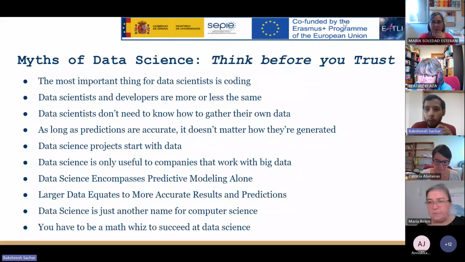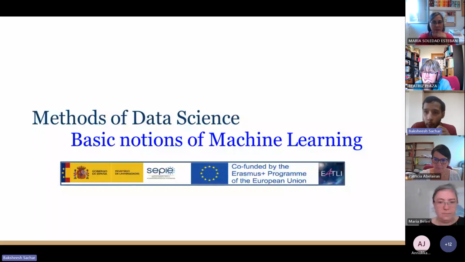So now, moving on to the next section. This is on the basic notions of machine learning. Some of these concepts are a little advanced, but I just want people to be aware of these concepts while you are entering and starting off with machine learning and data science.